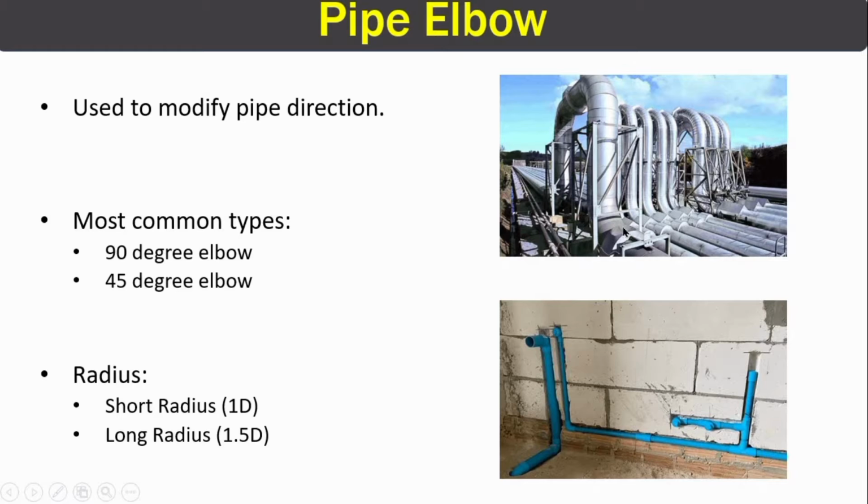From this image you can very easily observe that pipe elbows are used to change, or you can say modify, the direction of the pipe, right? And the most common types of elbows are 90-degree elbows and 45-degree elbows. We will see them in our next slide. And in terms of radius, mostly short radius elbows and long radius elbows are used.